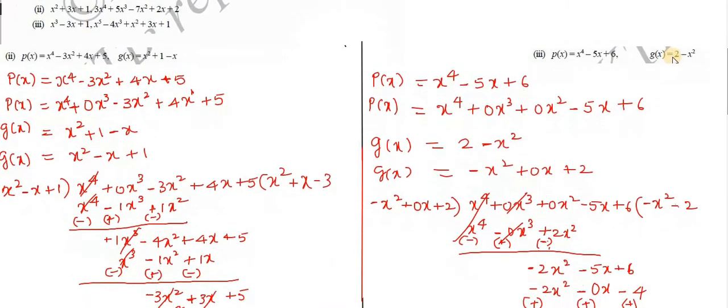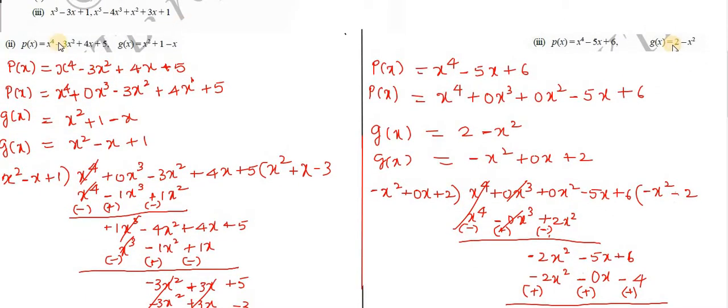So in the second problem, they gave p of x equals x to the power of 4 minus 3x square plus 4x plus 5 and g of x is equal to x square plus 1 minus x. What should we do for this? First we should write this in the standard form. What is the standard form? It is from the highest degree to the lowest degree, the highest exponent to the lowest exponent.